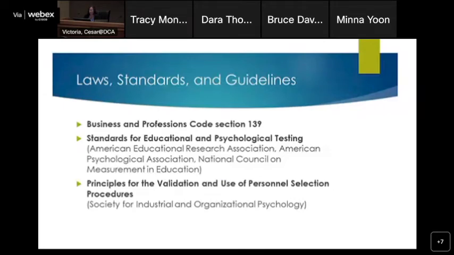And I mentioned those very important laws, standards, and guidelines that we adhere to. The one regulation that's very important that does apply only to California is Business and Professions Code Section 139. This code was established because at the time the legislature felt that those national testing standards and guidelines were so important that DCA regulatory entities should be mandated to follow them. And they are based on the standards for educational and psychological testing, as well as the principles for the validation and use of personnel selection procedures.